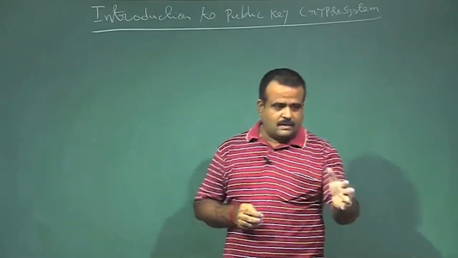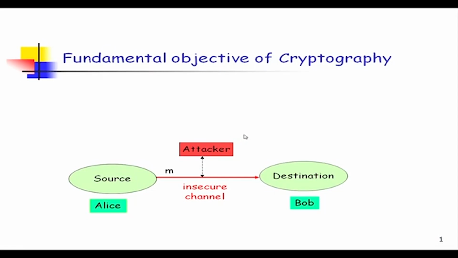Okay, so let us come back to the fundamental objective of cryptography. There are two parties, Alice and Bob. Alice is choosing a plain text or the message from a source. The source means Alice, which is the sender. Alice wants to communicate to Bob over an insecure channel, and this channel is captured by the attacker. So how securely can we communicate over an insecure channel? That is the fundamental objective of a crypto system.